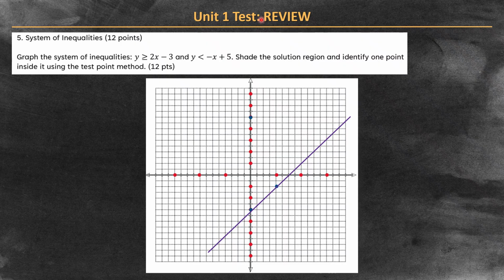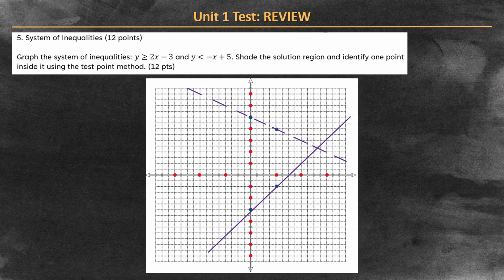Second, we're going to begin with plus 5. So we have 0, 5 here, and our slope is negative. So we go down 1 unit and to the right 1 unit. Therefore, it's going to be this here. Now my boundary line is dashed because there's no equal sign here.